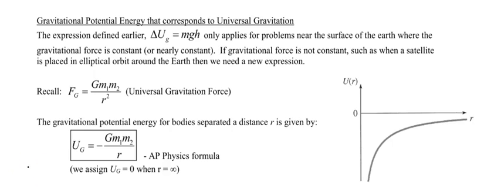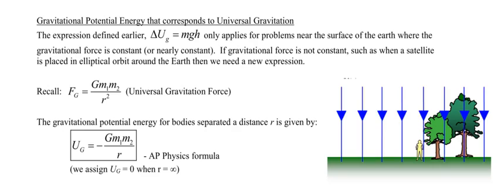In this video, we are going to be discussing gravitational potential energy that corresponds to universal gravitation. Gravitational potential energy is an energy that an object possesses because of its position within a gravitational field. So far, we have defined gravitational potential energy for situations where you have some object of mass m that happens to be near the surface of the Earth, where the gravitational field strength is uniform.